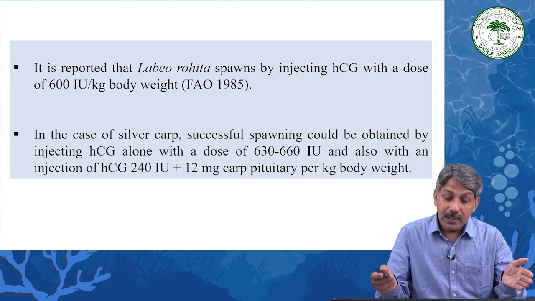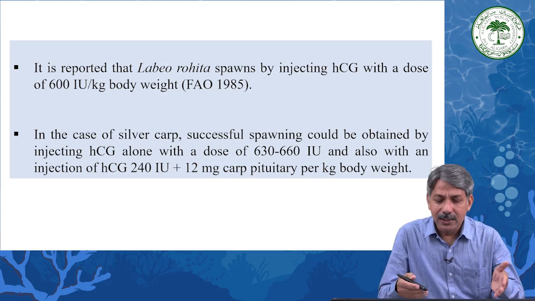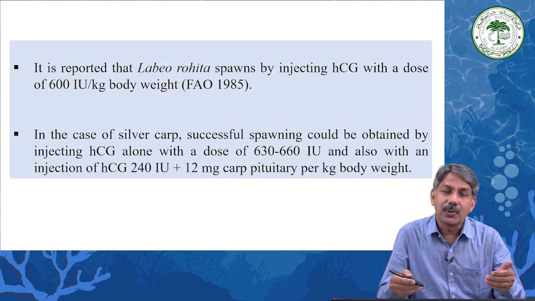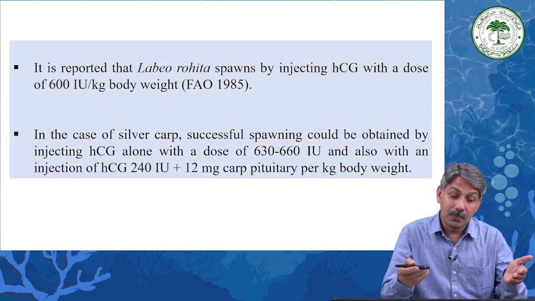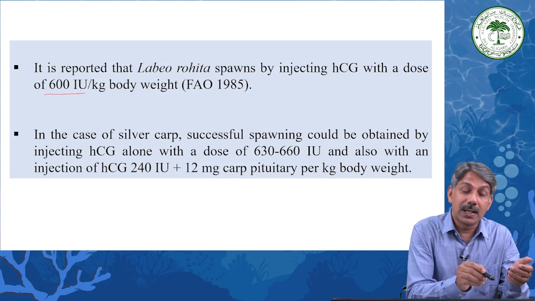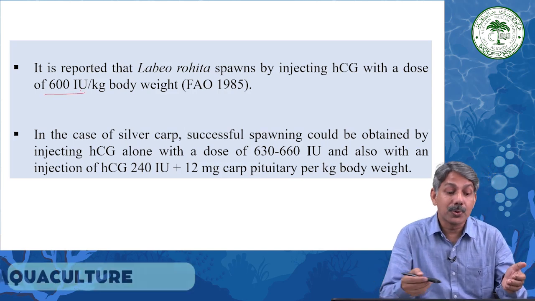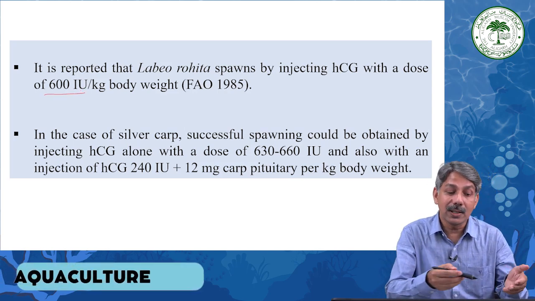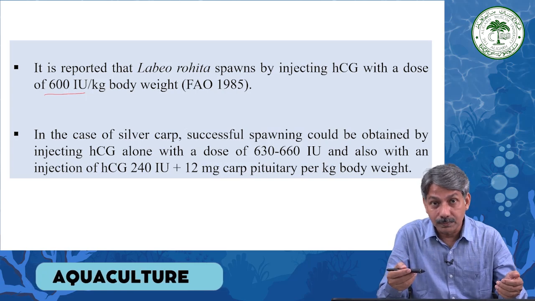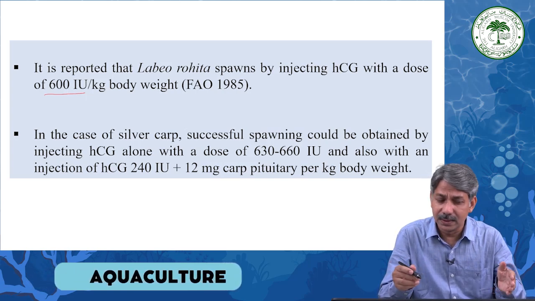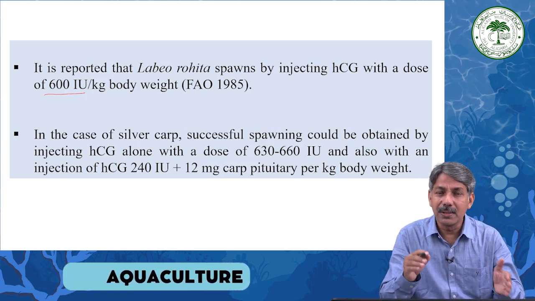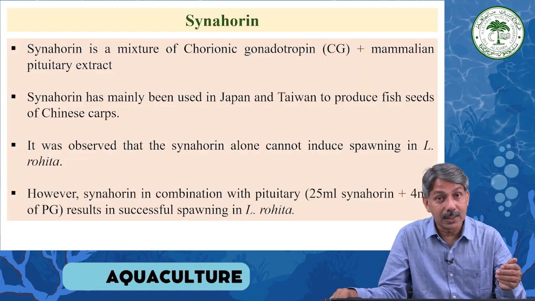So that is why, if I have given you very few references here, you can go through many references where you will find different doses. Sometimes a fish may respond, for example, at 600, but sometimes you have to use higher than this, maybe 1000, and the fish will not respond. So it all depends on many factors, especially the condition of the brooder.